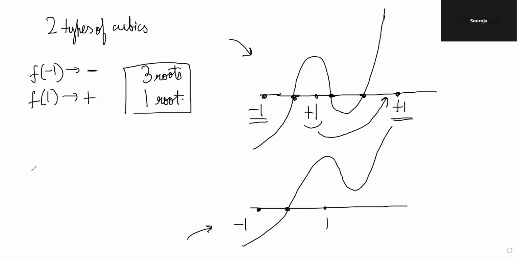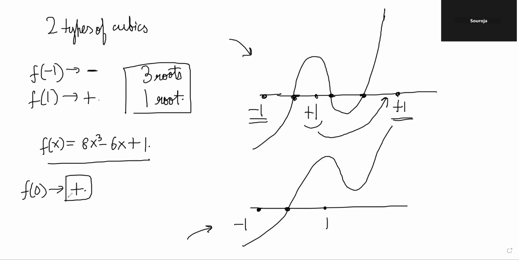Now, how to decide that? So f of x is 8x cube minus 6x plus 1. Notice that at 0, the value is already positive, right? At 0, the value is positive, right? So technically, the function has become positive already before +1. At 0 only it is positive, right? So the root is actually lying between -1 and 0, right?